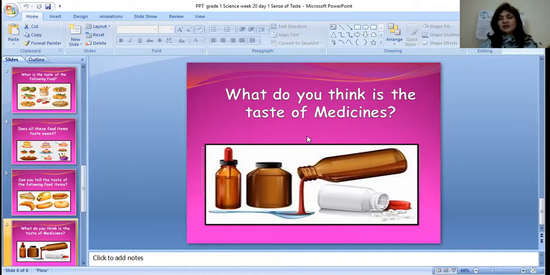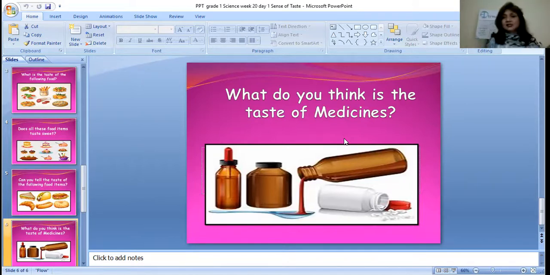You all must have tasted medicine in your life up till now. So what kind of taste is that? Do you like having medicines? No. Why? Because they taste bitter, right? So you can write down here medicine. And what is some bitter taste? You can write down chocolate also.